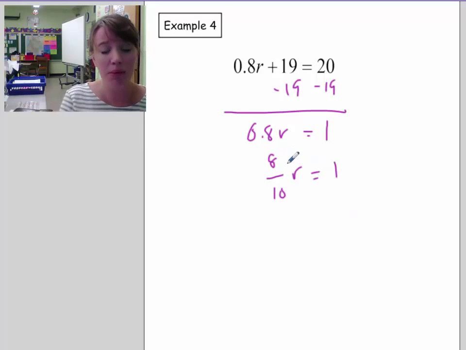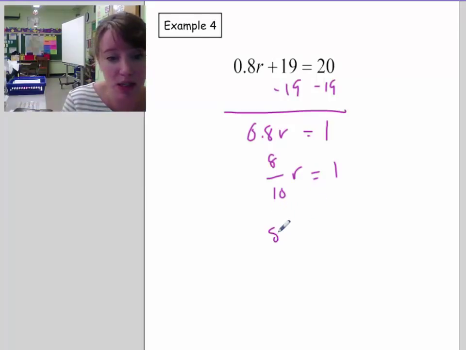Okay, this is 8/10 r. The other equivalent to this would be 8r over 10 is equal to 1. And it's equivalent to that because if you think about the coefficient being multiplied by the variable here, well, r can be over 1, so you just have 8 times r, which is 8r, and 10 times 1, which is 10. Okay, so again, I can just throw this into a proportion.